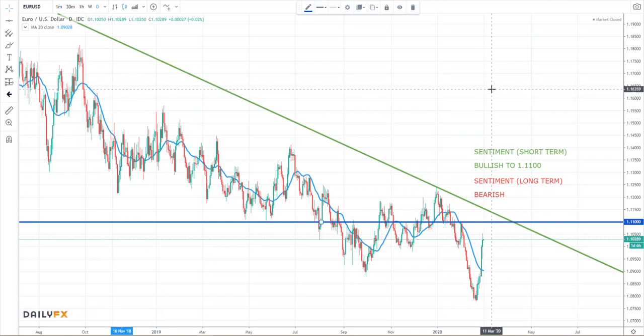This is your weekly analysis for euro dollar, so European euro versus the US dollar. The date is March 1st, 2020.